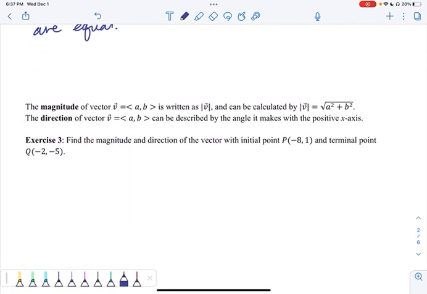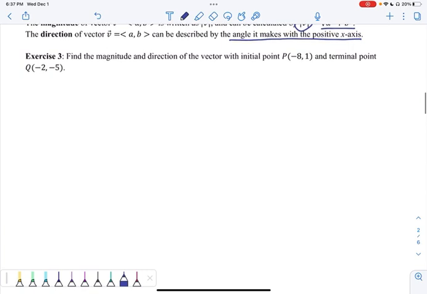Now, before we said that a vector is a quantity that has both magnitude and direction. So the magnitude of the vector we can write as this symbol here, and this is how we find it. And then the direction can often be described by the angle it makes with the positive x-axis, just like we looked at before. So let's do an exercise where we find the magnitude and direction of the vector with some initial point and some terminal point, and those are both given here. Okay, so the first step here, I'm going to find the position vector.